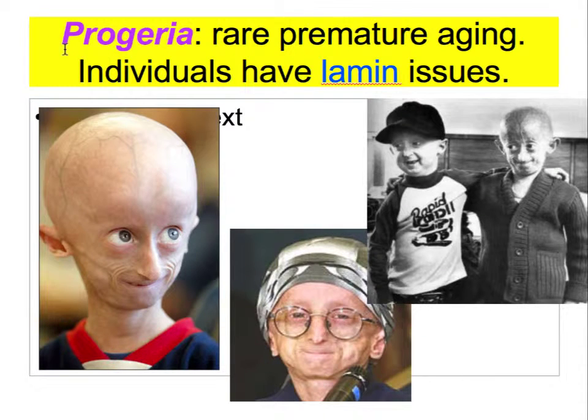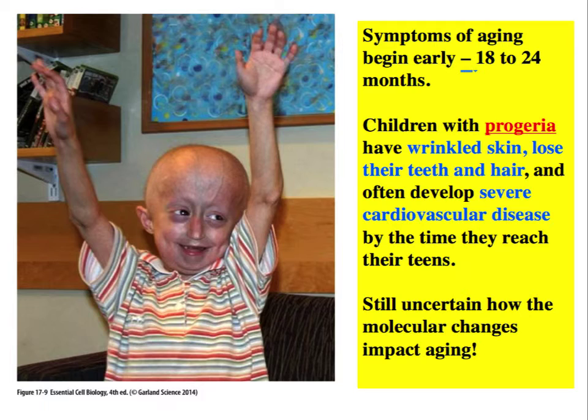Lastly, we have to mention progeria, which is a rare aging disease that some human beings unfortunately inherit. And their lamin issues are paramount in causing the disease, although we don't know exactly how it works. So in these patients, the symptoms of aging begin at 18 months to 2 years of age, and they are detected at that point as being older than they look.